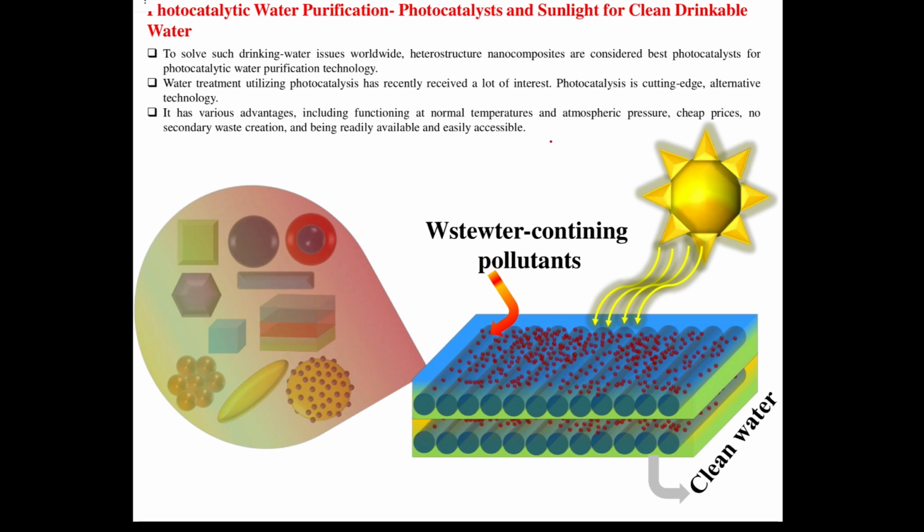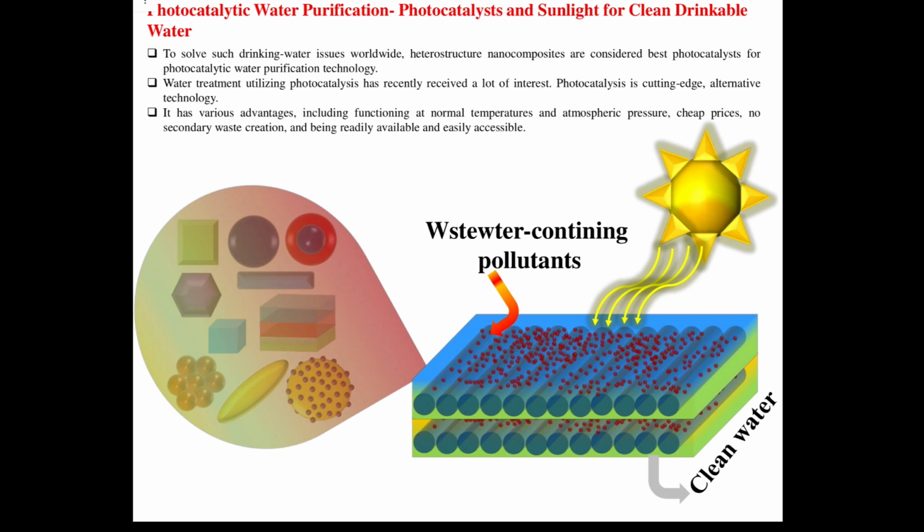So here, different types of nanostructures can be used. You can see in the slide that the wastewater, the contaminated water, passes through photocatalytic reactors which have been irradiated by visible light or UV light. It depends upon the light source, and we can get clean water.